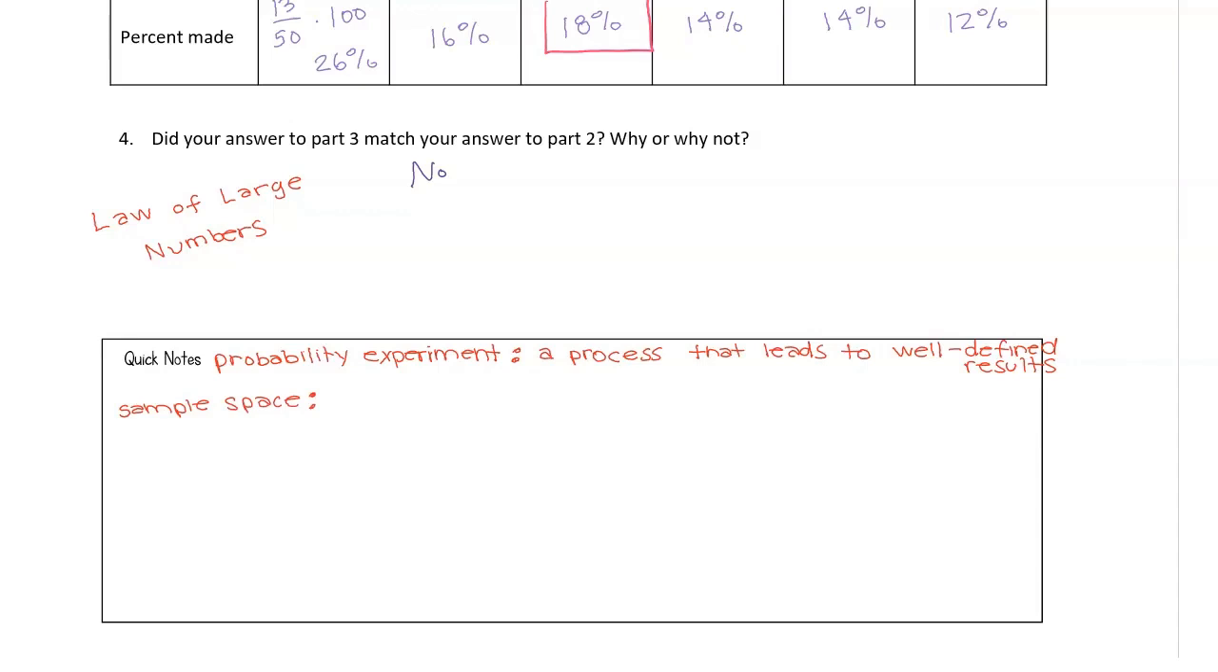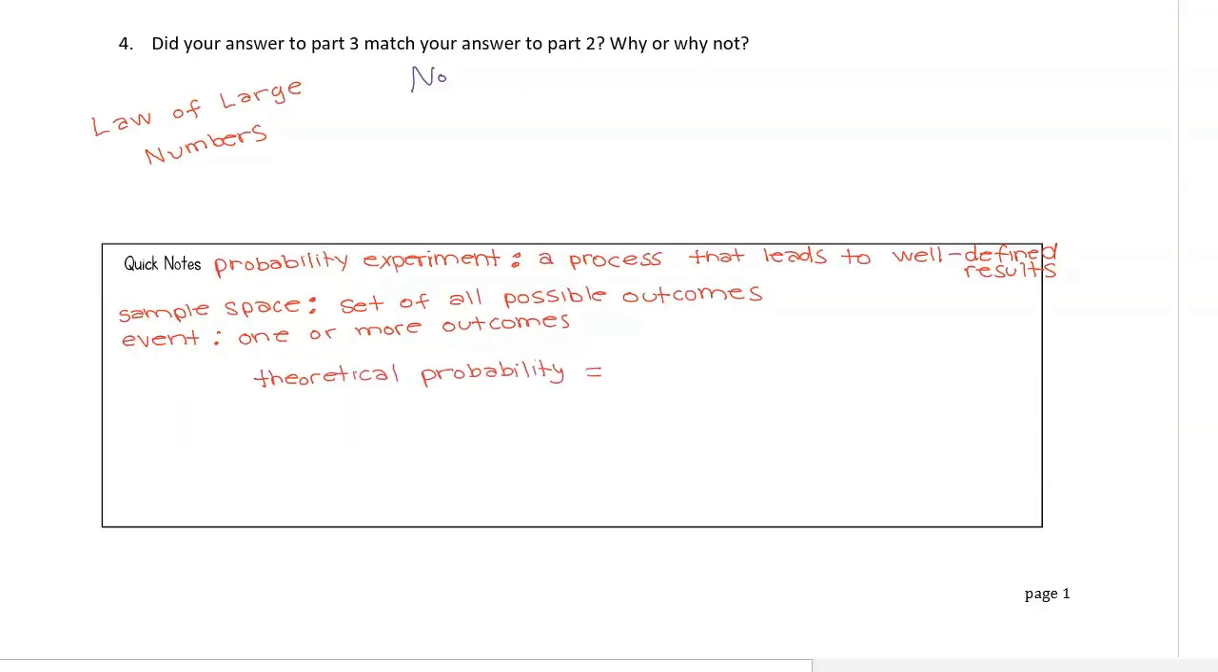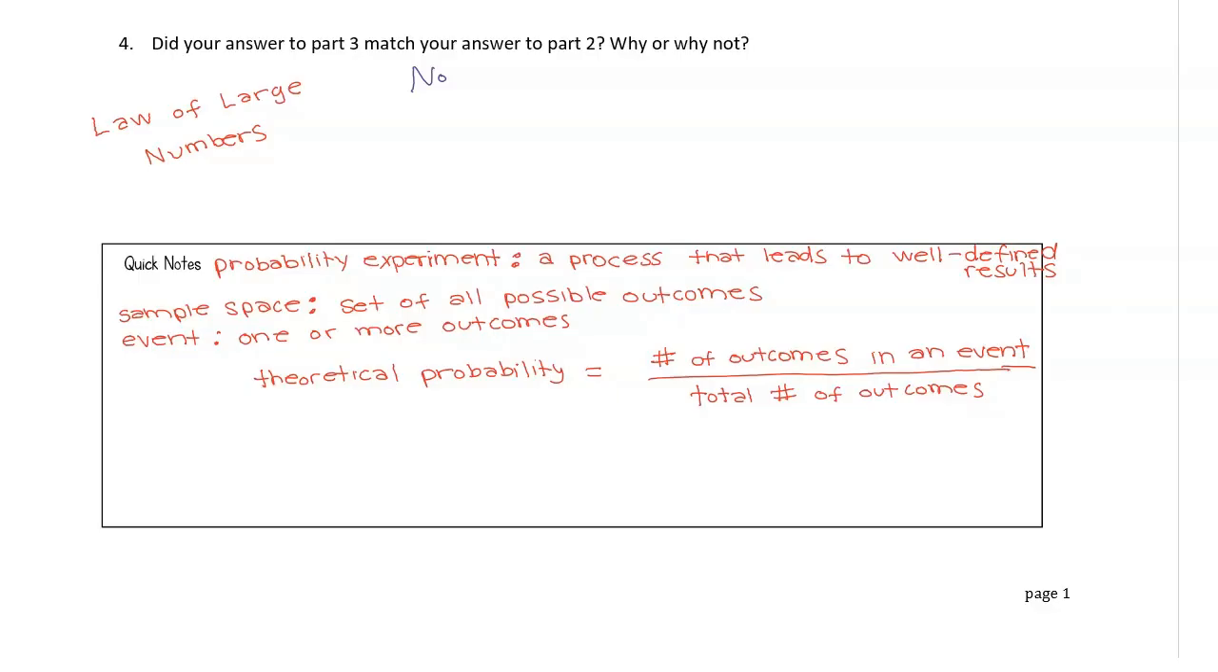The sample space is the set of all possible outcomes. So, for example, in this problem, the outcomes would be 1, 2, 3, 4, 5, and 6. An event is one or more outcomes. A theoretical probability will be the number of outcomes in an event over the total number of outcomes. This was the answer to problem number 2. There's one possibility of getting a 3 out of 6 total.